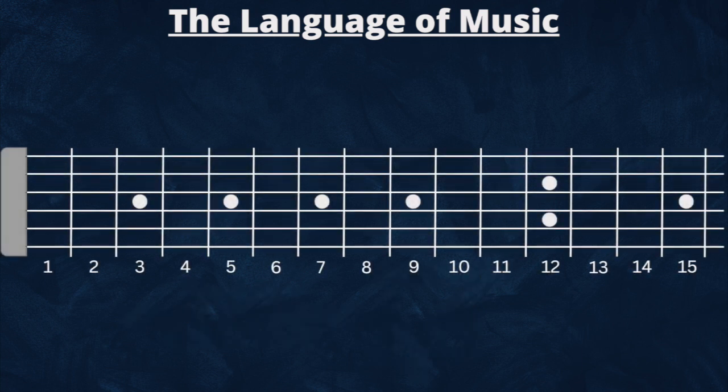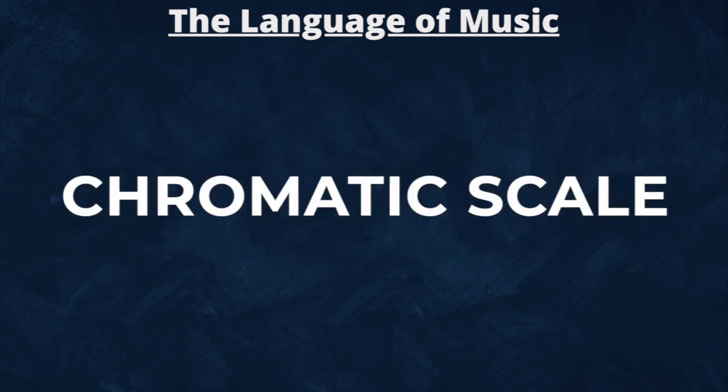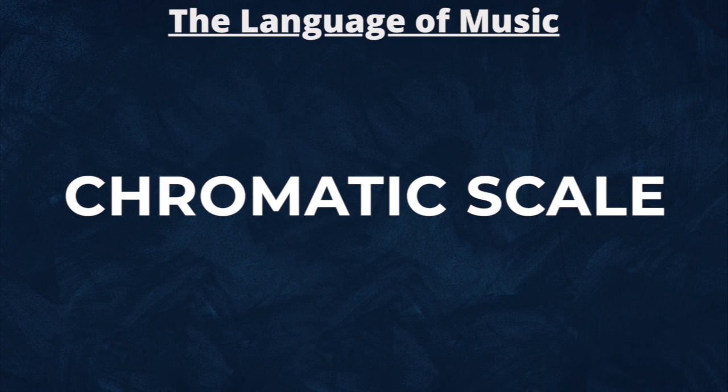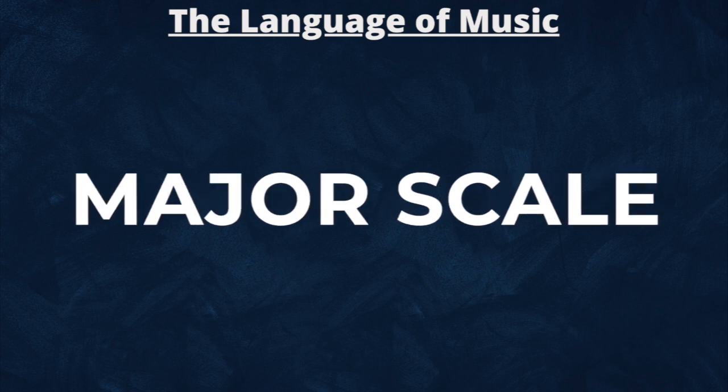Now, if you played all those notes starting on a C on the 5th string, if you played semitones all the way up, that would sound like this. And then we finish back on a C. So that is called a chromatic scale. That in and of itself doesn't sound very musical. You can make it sound musical. But we're going to start by building a major scale.